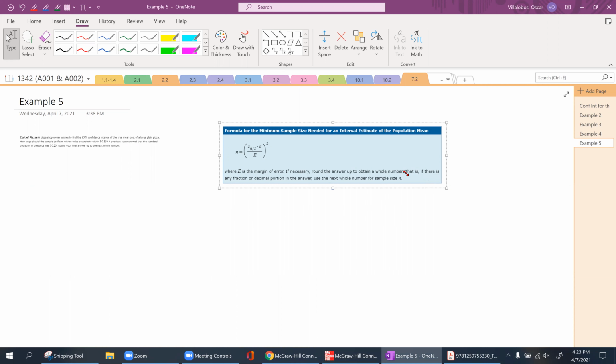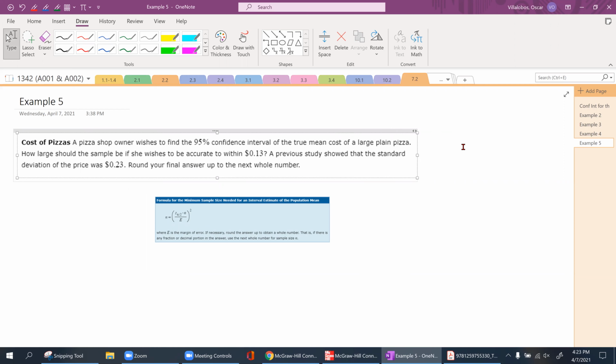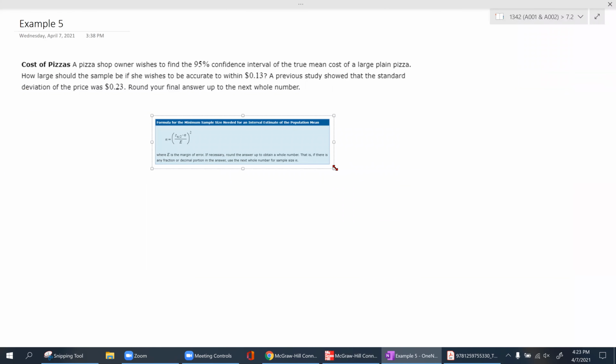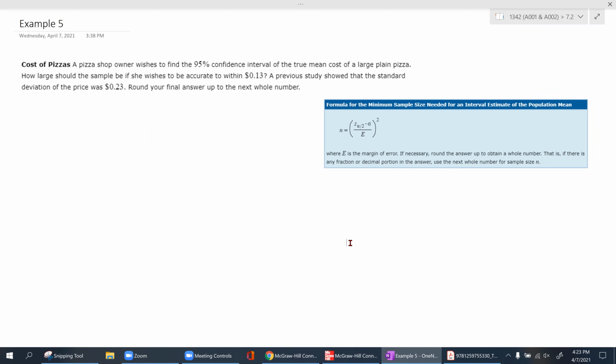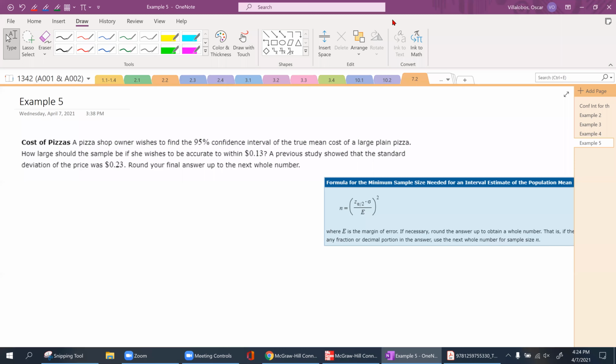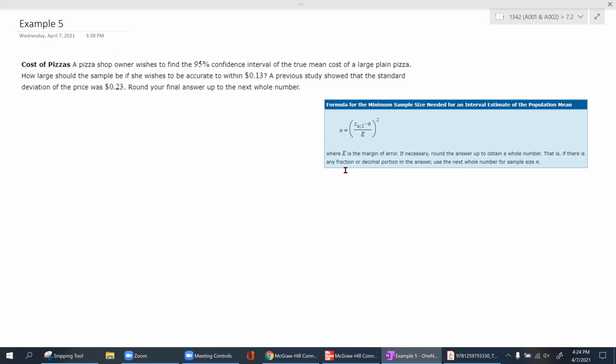Now we're going to use a different formula. Let's make this a little bit larger. All right, so cost of pizzas. A pizza shop owner wishes to find the 95% confidence interval of the true mean cost of a large plain pizza. How large should the sample be if she wishes to be accurate to within 13 cents?